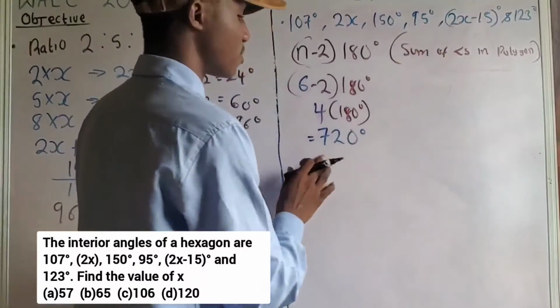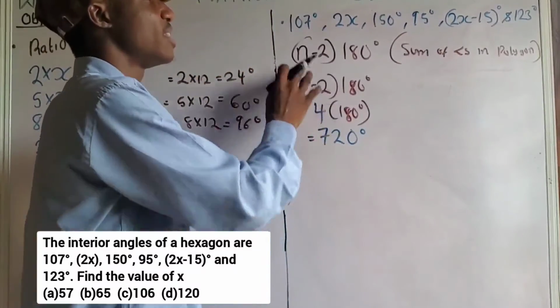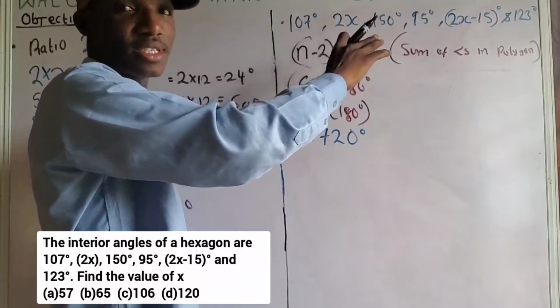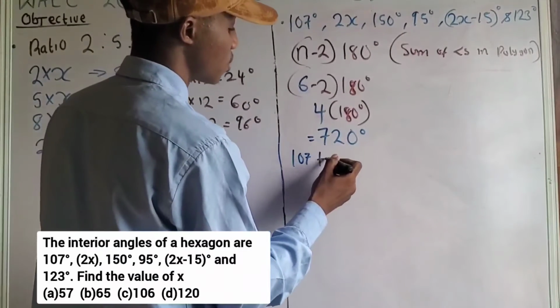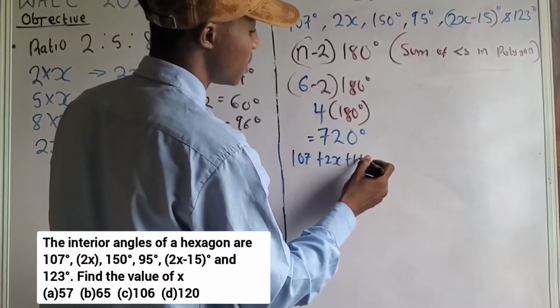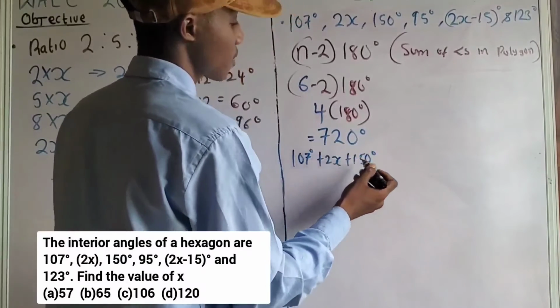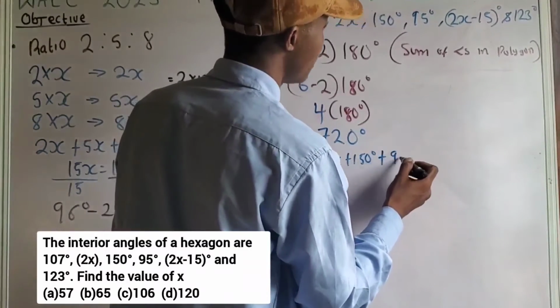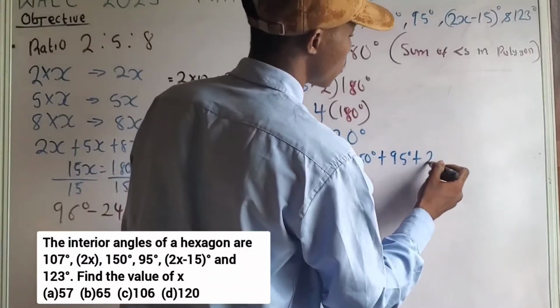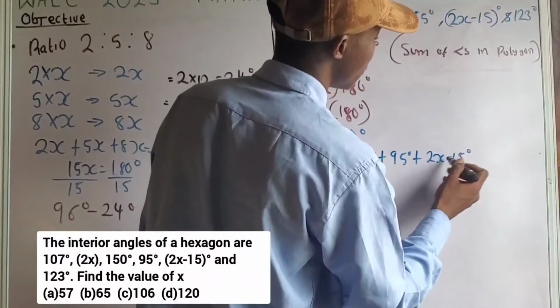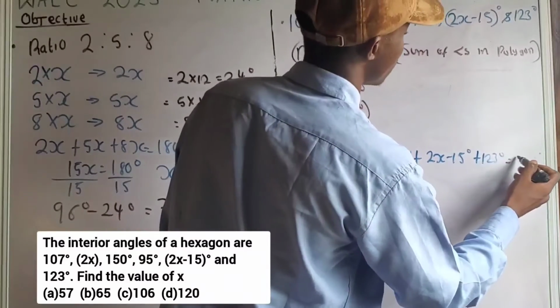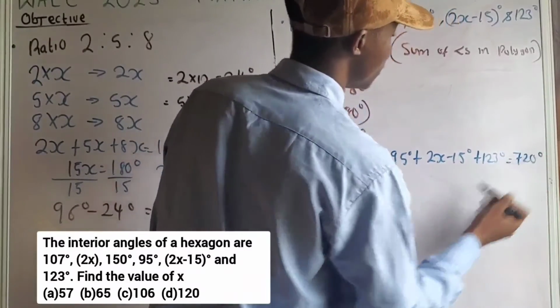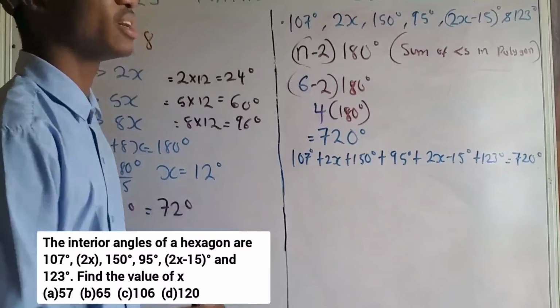Okay, having gotten the sum of angles in this hexagon as 720, if I sum all these values, it must be equal to 720, because we are given that the interior angles of the hexagon are these. So for this, I'm going to have 107 plus 2x plus 150 degrees plus 95 degrees plus 2x minus 15 degrees plus 123 degrees must be equal to 720 degrees. That is the sum of angles in the hexagon.